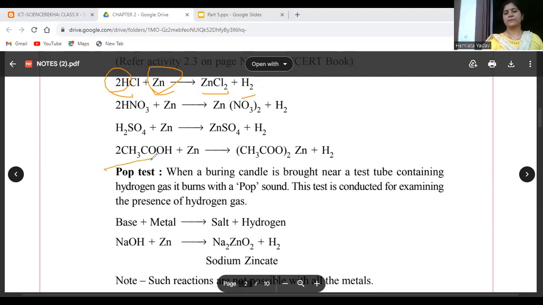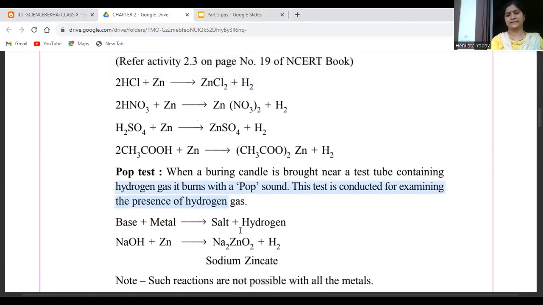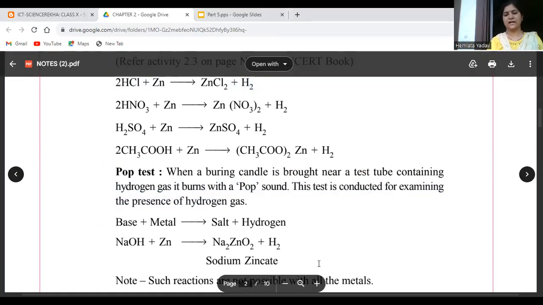Hydrogen test is the pop test. When a burning candle is brought near a test tube containing hydrogen gas, it burns with a pop sound. This test is conducted to examine the presence of hydrogen gas. Hydrogen is a little explosive, and it acts as a fuel in rockets also. So when we bring a burning candle near the gas evolving from acid reacting with metal, that gas is H2 and we test it with the pop sound test. You have to write the complete test when it comes in the exam.